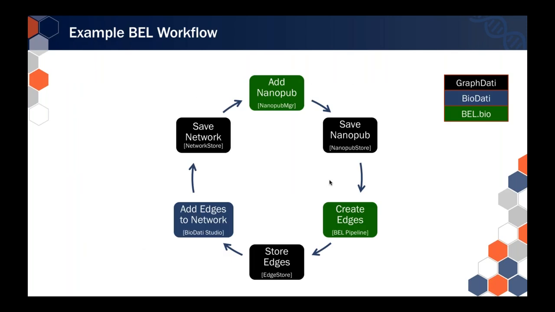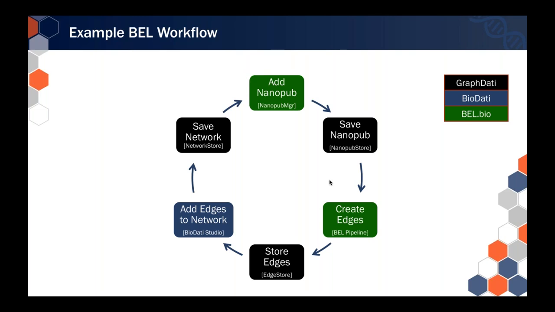This is kind of that example. This is an example Bell workflow. And you start with a nanopub, saving it into a nanopub store. Then you can create edges and store those. And the edges are essentially that fully connected graph that is generated from a set of manually created assertions. And you don't want biologists to create every possible permutation of the biological knowledge that they're generating. You want to generate that in a more automated fashion.